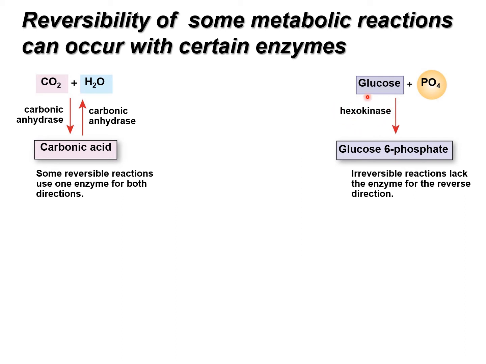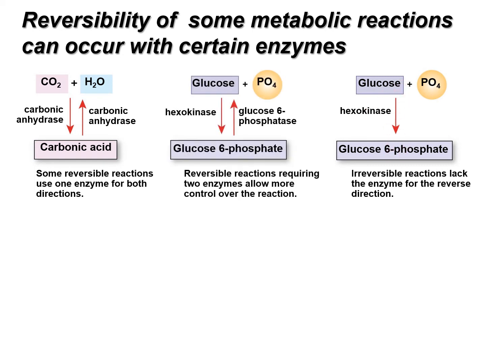But hexokinase can only go this direction. That way, it doesn't catalyze the reverse. If it catalyzed the reverse, if we had a lot of glucose 6-phosphate, we'd start losing it, and that would reduce our efficiency. So using only an enzyme that can convert one direction is an important control step.